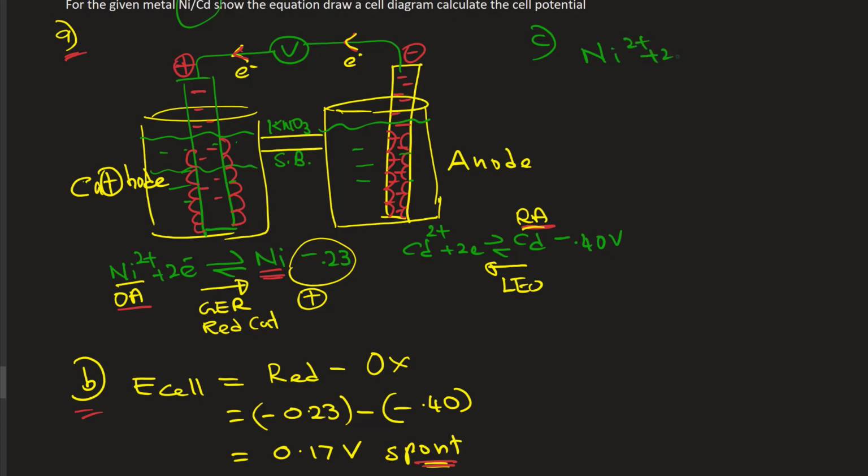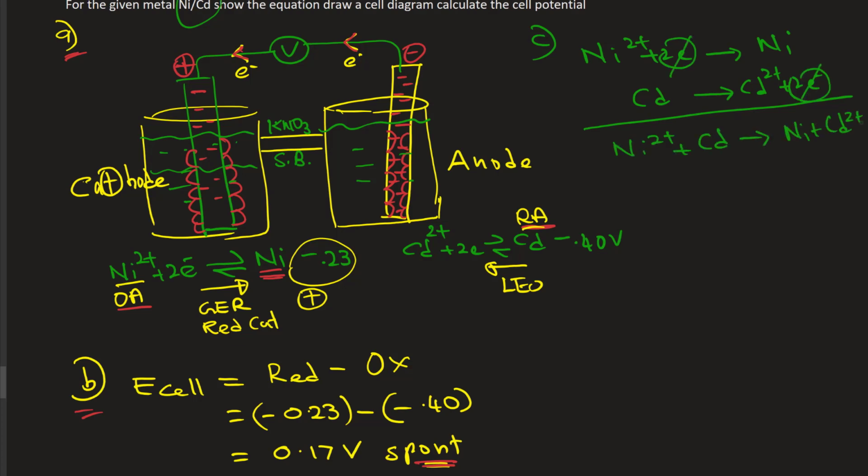Okay, so the balanced equation: nickel 2 plus goes to nickel, and cadmium goes to cadmium 2 plus and 2 electrons. Electrons conduct through, and then left to the left, right to the right, add together. That's it. Cell notation, direction of the electron again, cadmium to cadmium 2 plus conversion, and so on.